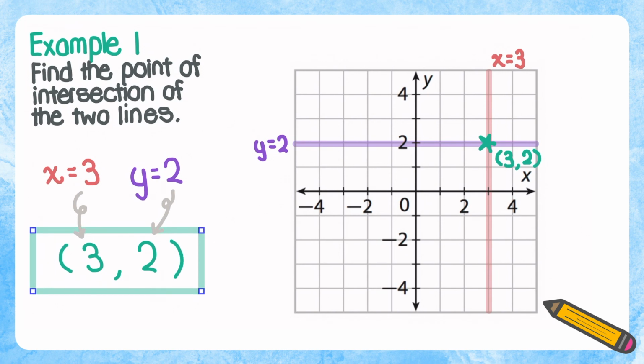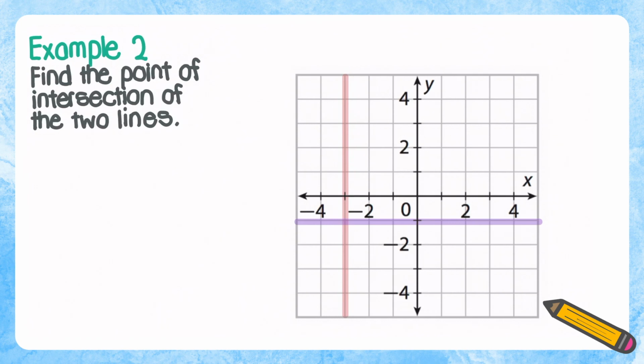Notice that this is the x value and this is the y value. So technically, you can find the point of intersection without necessarily looking at the graph as long as you are given the equations. Let's look at another example. So again, we are going to find the point of intersection of these two lines. The equation of the vertical line is x equals -3 because this is where the line crosses the x-axis. The equation of the horizontal line is y equals -1 because this is where this line crosses the y-axis.